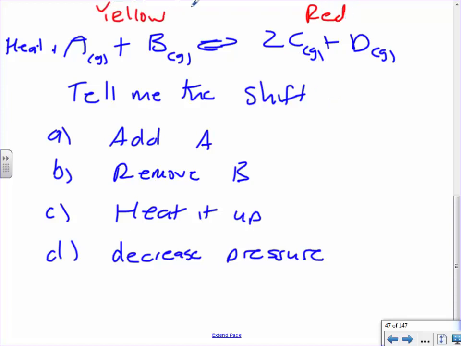Okay? And currently it's orange. As you add A, what color is this going to be? Red or yellow? That's going to turn red, because here's what's going to happen. If you add a bunch of A, what's going to end up occurring is there's so much excess on this side that it shifts this way, trying to compensate, and it's going to make more red products.